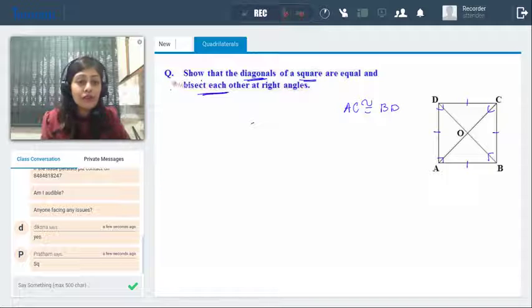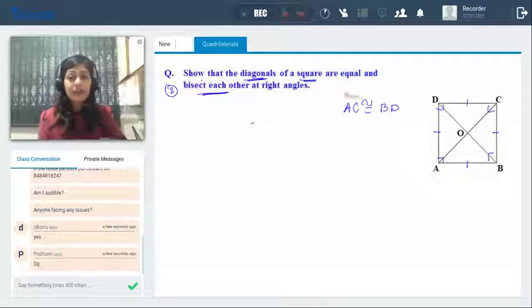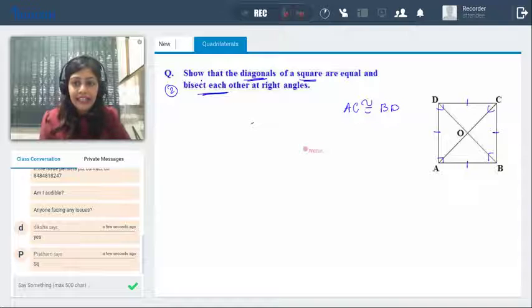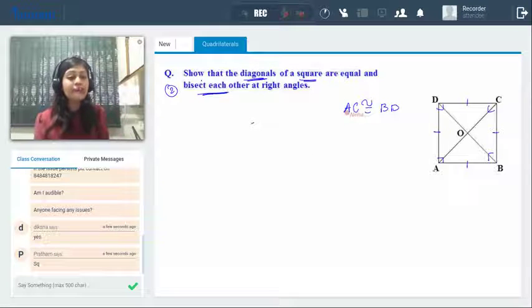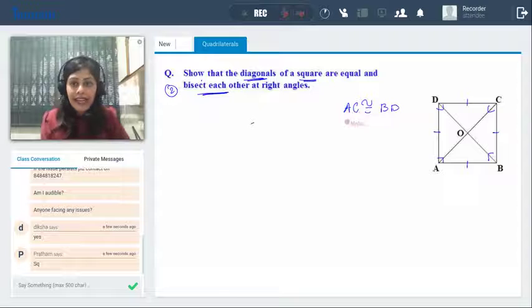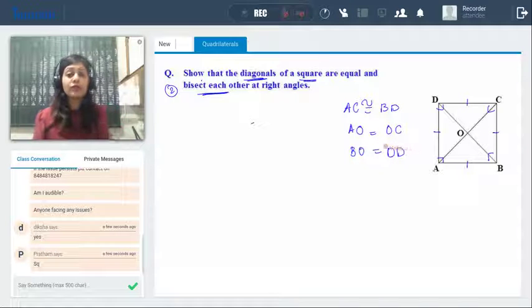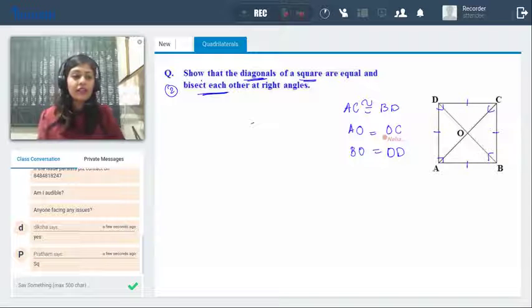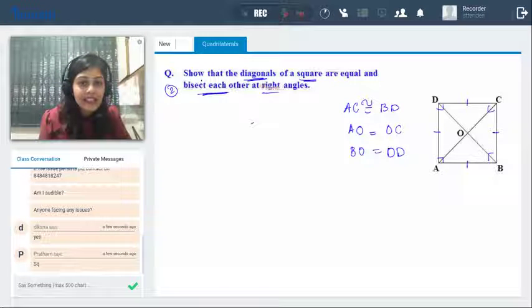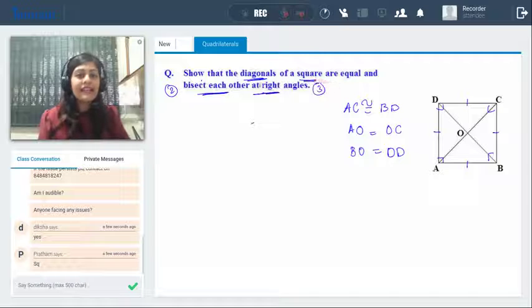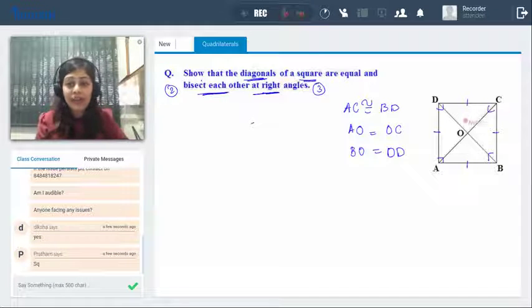Now, students, the moment we move to the second part of the question, diagonals need to bisect. Now diagonal AC, bisect means two equal parts, right? So AC is getting cut into which two equal parts? AO and OC. We need to show that AO is equal to OC. BD is getting cut into which two equal parts? That is BO and OD. So we show that BO and OD are also equal. Does it stop here? There's another thing, a third thing. Diagonals bisect each other at right angles.